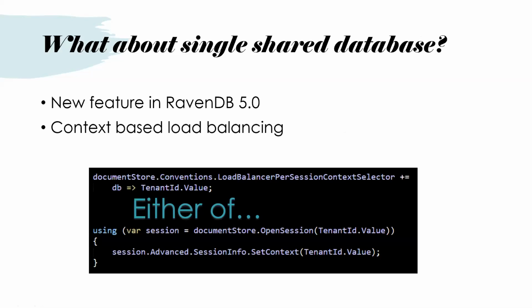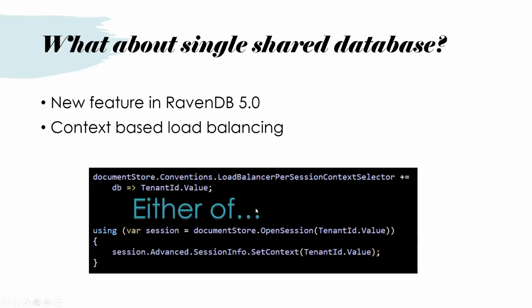This is a new feature in RavenDB 5.0. We haven't made much noise about it, but I really love this feature because it's very much to the point. The idea here is that I can either register to this event, which will apply on all sessions, or I can set it up case by case for a session. And it just asks me to give a string that would give a context for this session. Now, remember that in this case, the database contains all of the tenants.